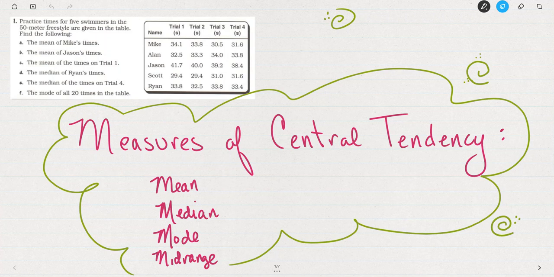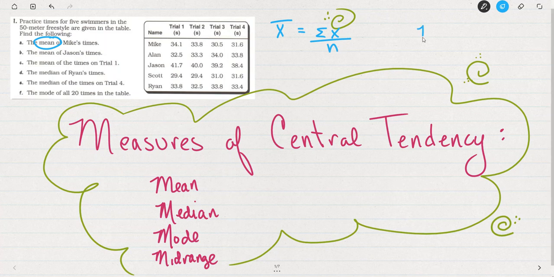The first question has to do with finding means and medians. So let me remind you of the formula for a mean. The mean is represented by x bar, and x bar is the sum of all the x's divided by how many x's there are. Or in other words, the mean is the sum of all the pieces of data for which we're trying to find the mean, and then divide by how many pieces of data there are.